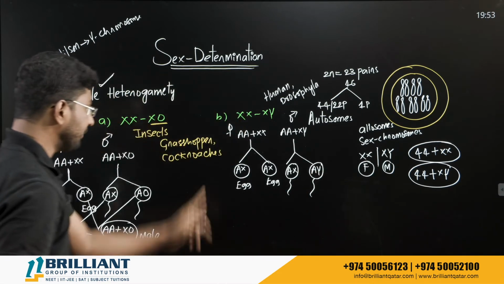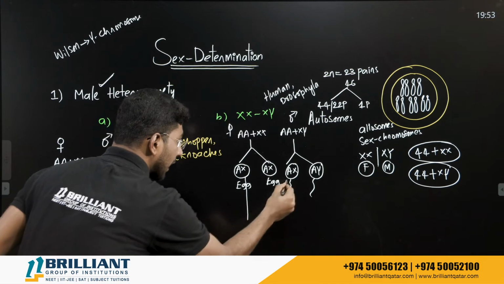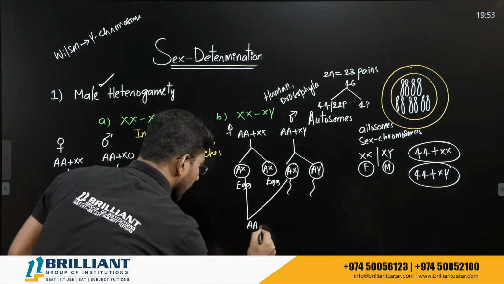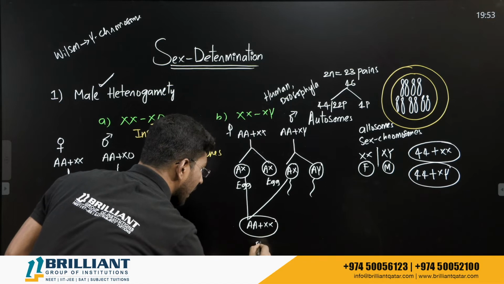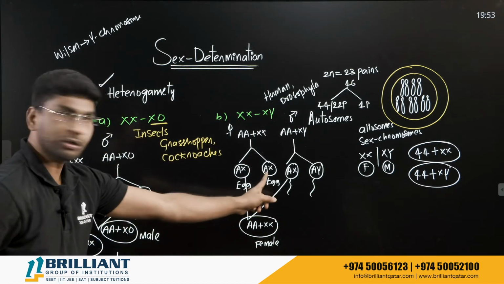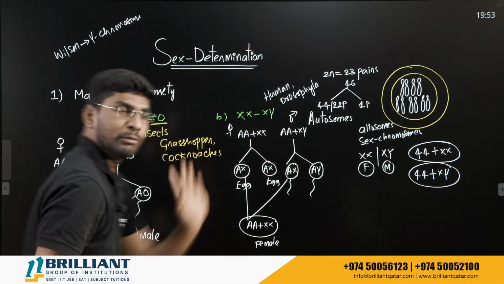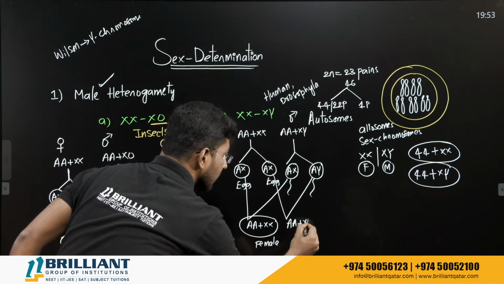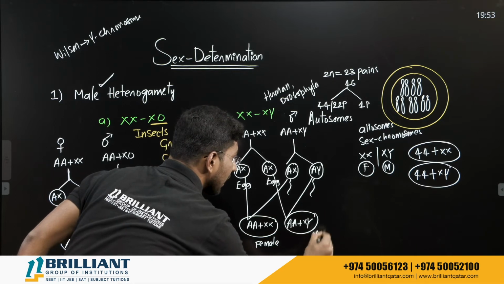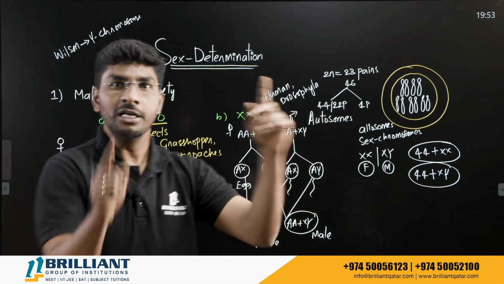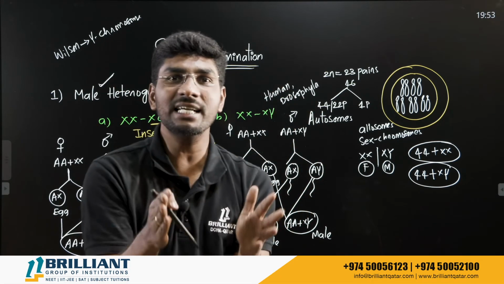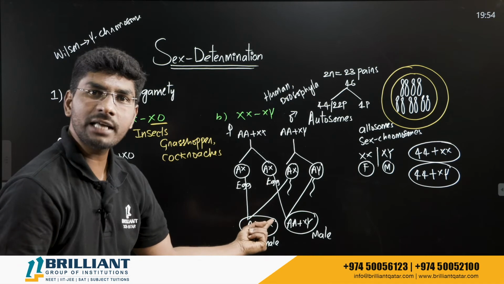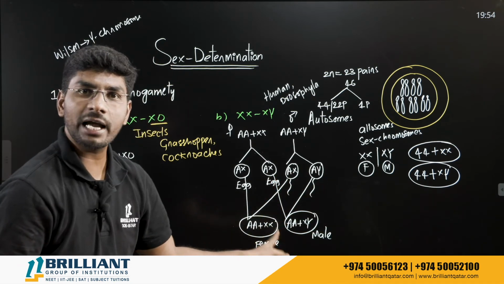Are you with me? Now look here. AX egg, if it is fertilized with the AX sperm, what is the next individual? AA plus XX. Two X are there, so female. Next, AX egg fertilized with a Y chromosome sperm, AY. So AA plus XY. What type of individual is this? Male individual. You got my point? The sex of the newborn is determined by the type of sperm which fertilizes the egg. If an X sperm fertilizes the egg, female baby. If a Y sperm fertilizes the egg, male baby.